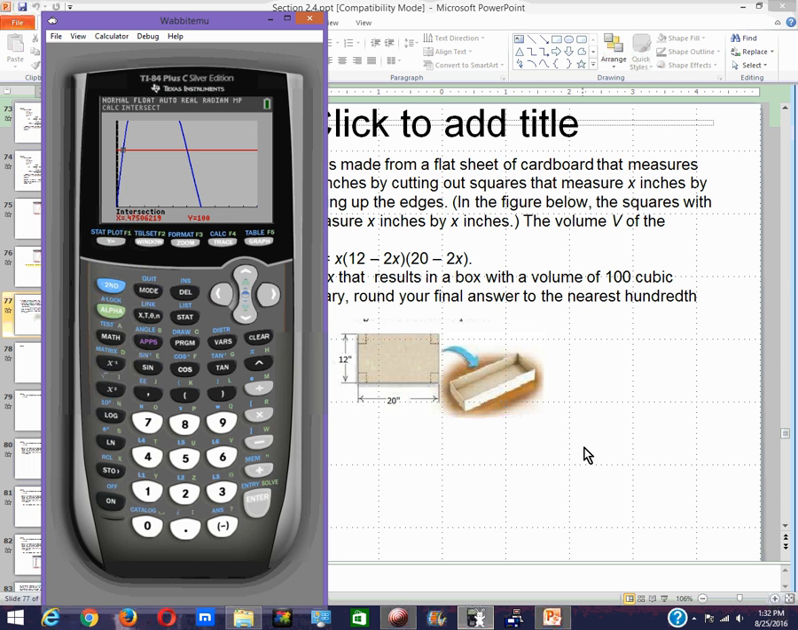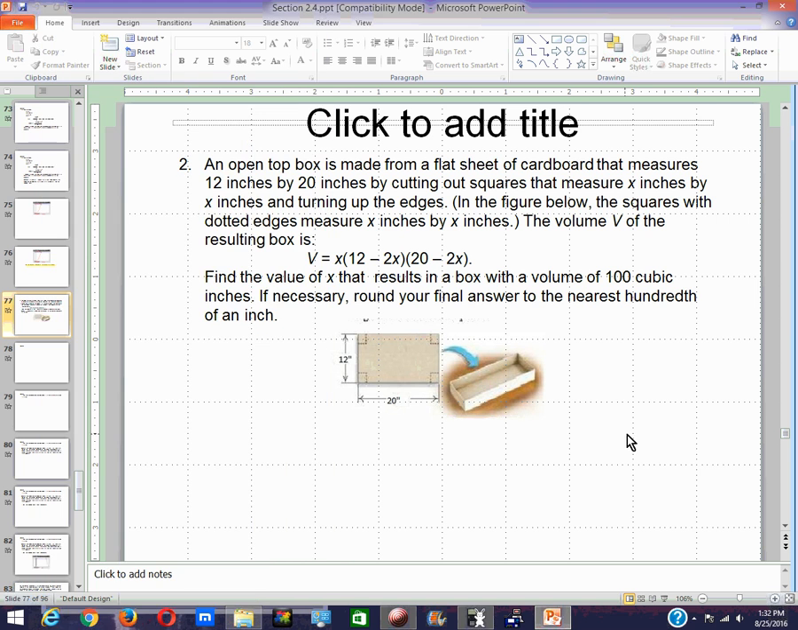Now, we've got to make sure that both of those answers make sense. I mean, if x is 5, looking at this, 12 minus 2 times 5, okay, that's 2, so it's positive. If it had made it negative, you'd say, well, that can't happen. You can't have a negative length. Okay.